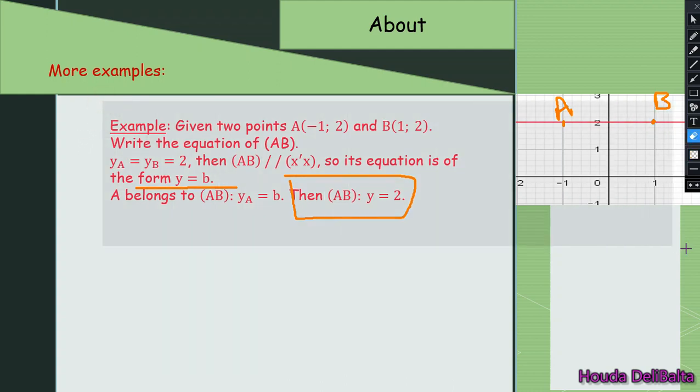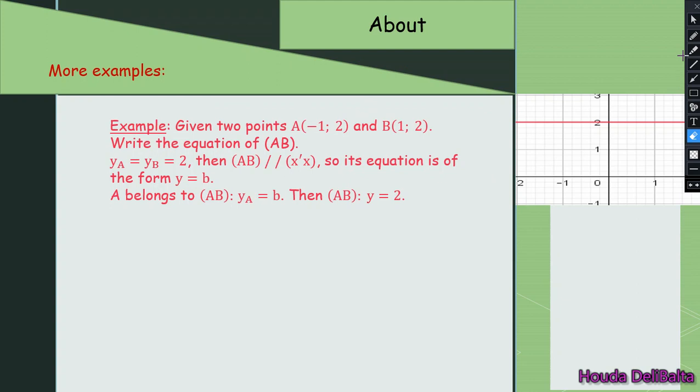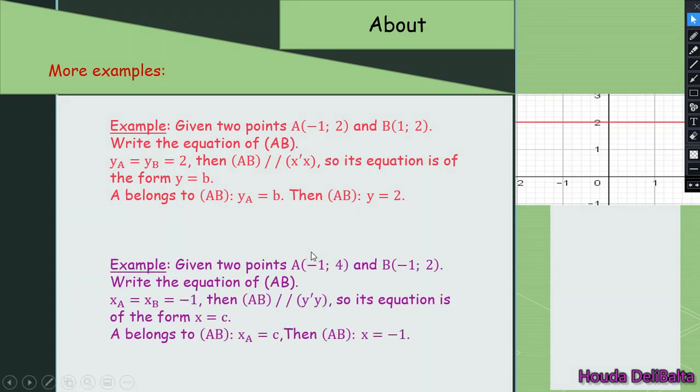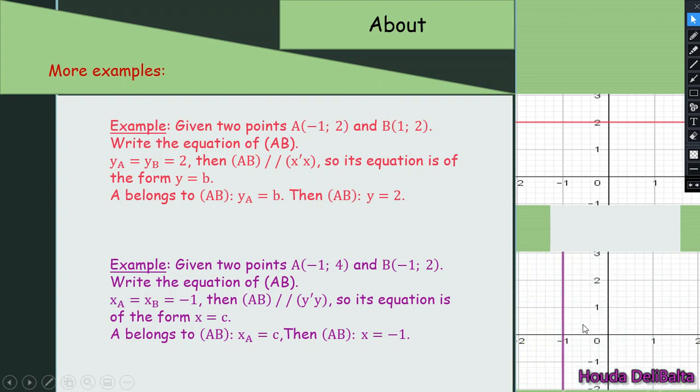And another example, also concerning special cases. Given the 2 points A (-1, 4) and B (-1, 2), we notice again something special here. What's the special thing about A and B? They have the same abscissa. So XA is equal to XB is equal to -1. That means that A and B belong to a line parallel to the y-axis.